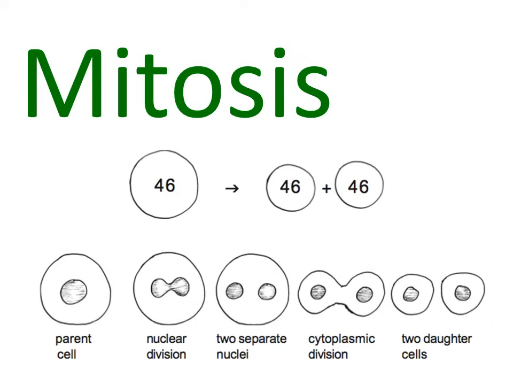And because the daughter cells and the parent cell all contain the same number of chromosomes, this form of cell division is sometimes referred to as conservation cell division. So the number of chromosomes is going to be conserved. The group of descendant cells from a parent cell is described as a cell line.